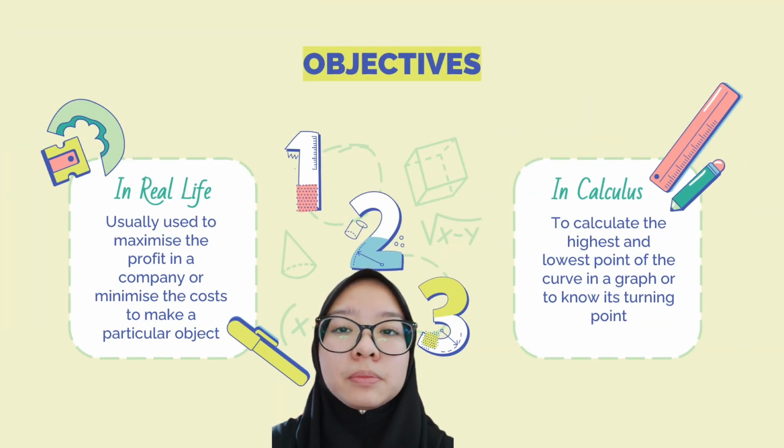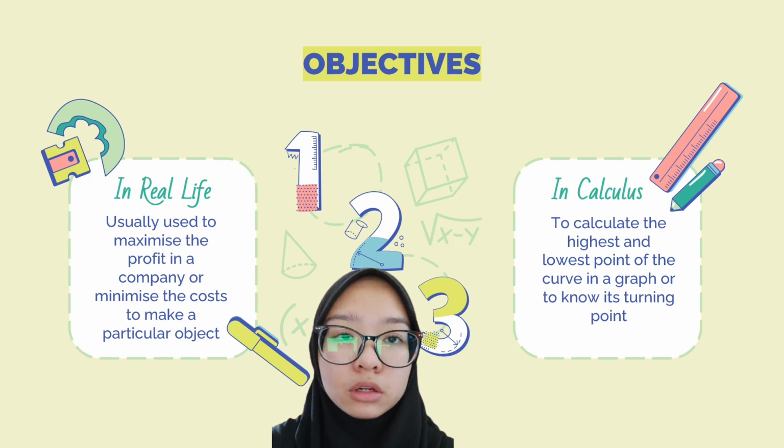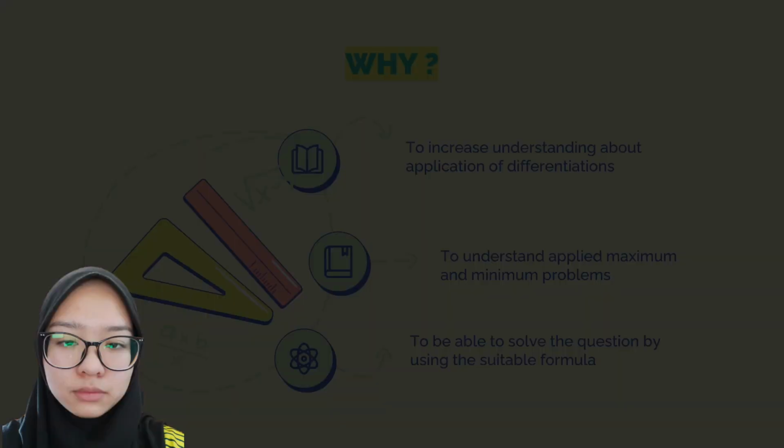In real life, applied minimum and maximum problems are usually used to maximize the profit in a company or minimize the cost to make a particular object. However, in calculus, they are used to calculate the highest and lowest point of the graph or to know its turning point.